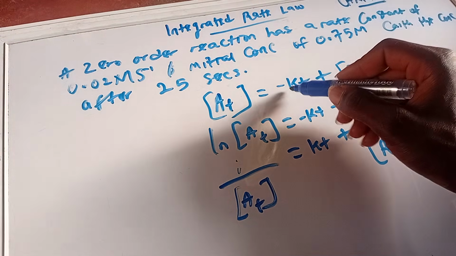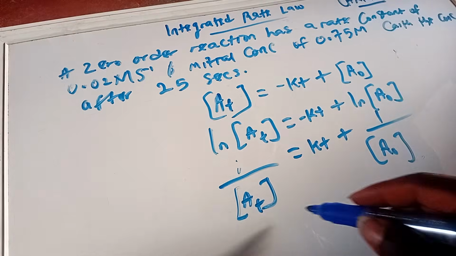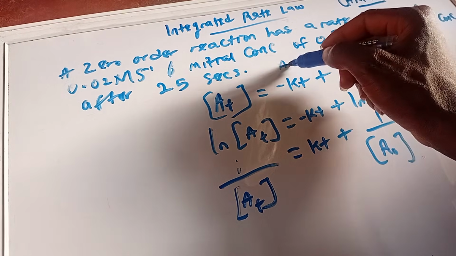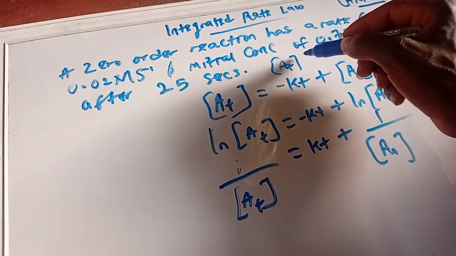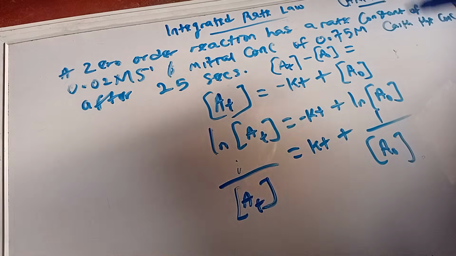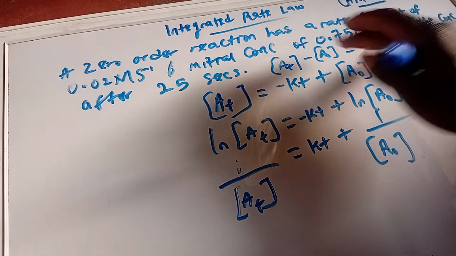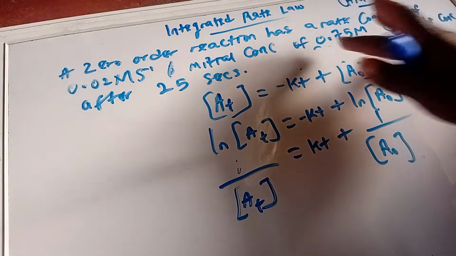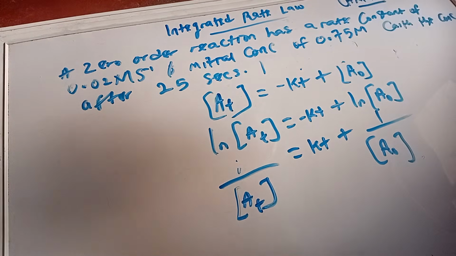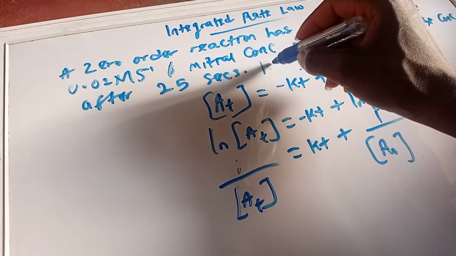Now here, if I'm to make k the subject of the formula, from this one, A naught will come to the other side. It will become A_t minus A naught equals... Okay, sorry. Let's take A_t to the other side. If kt comes to the other side, it's minus. It will become plus. It will become kt.